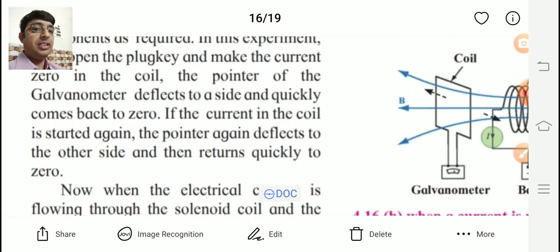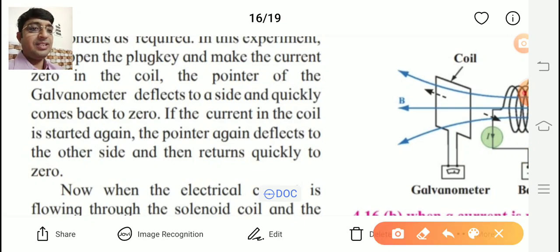If the current in the coil is started again, it means we are making the switch on. So which word is used here in electricity? We are making the switch close. Make switch on means switch close. So what happened? The pointer again deflects to the other side and then returns quickly to 0. This is the answer of these questions. Clear?